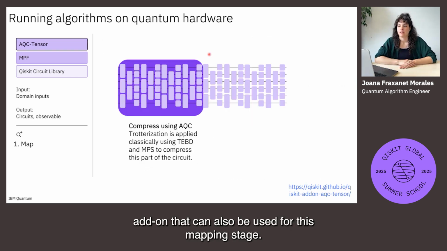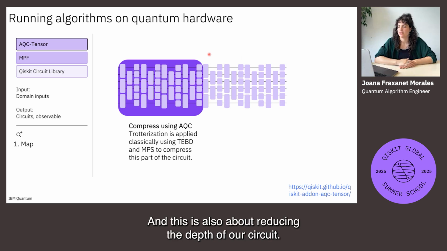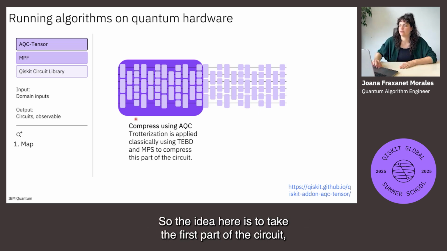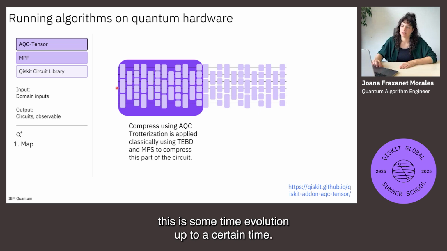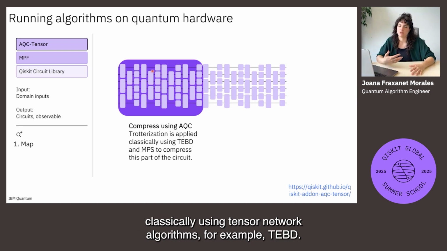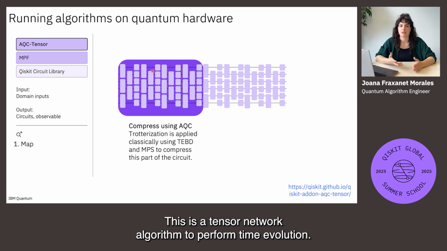There's another Qiskit add-on that can also be used for this mapping stage. This would be the AQC tensor. And this is also about reducing the depth of our circuit. But here we're going to be doing it a bit differently. So the idea here is to take the first part of the circuit. This is some time evolution up to a certain time. And then let's take it up to a time that can still be computed classically using tensor network algorithms. For example, TEBD. This is a tensor network algorithm to perform time evolution.